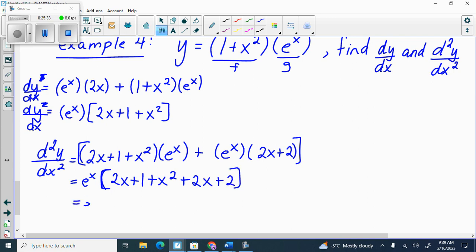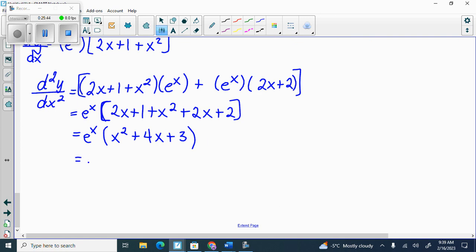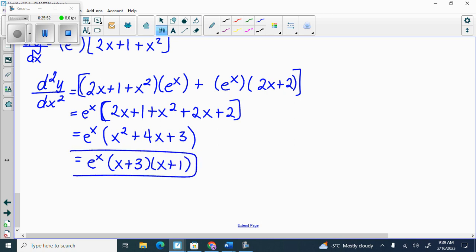And so we get e to the x squared plus 4x plus 3. Is there anything else we could do? Yes, you can factor. Should we do that? You should factor it if you can, because this will get us all of our critical numbers for next unit. We're going to set each of these equal to 0 and solve using standard methods.